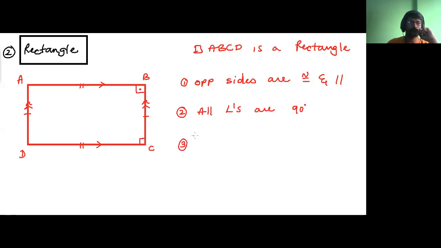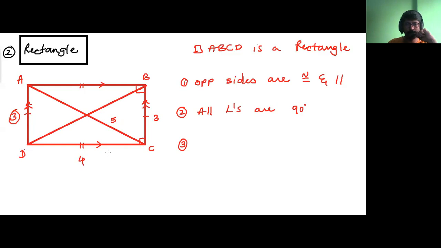Third one, the diagonals are always equal. How many diagonals are there? 2 diagonals. Shall I give you the reason for that? Suppose this is 3, this is 4, then what is the length of the diagonal AC? That would be 5 units. Same thing, since this is 3, even this is going to be 3. So if BC is 3, CD is 4, what about the length of BD? This will also be 5. You understood? So the diagonals are equal.